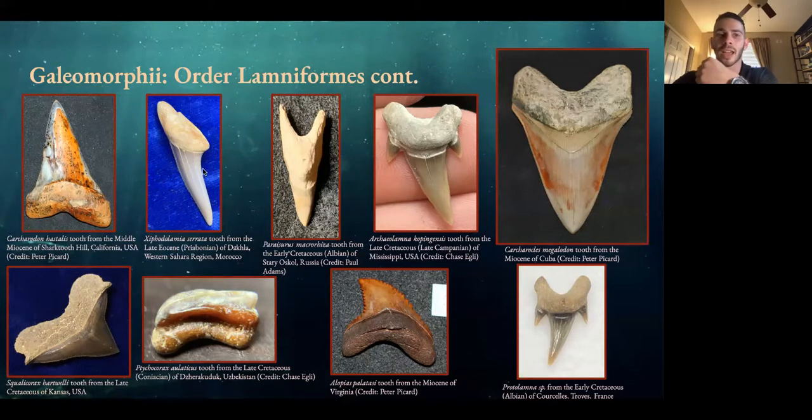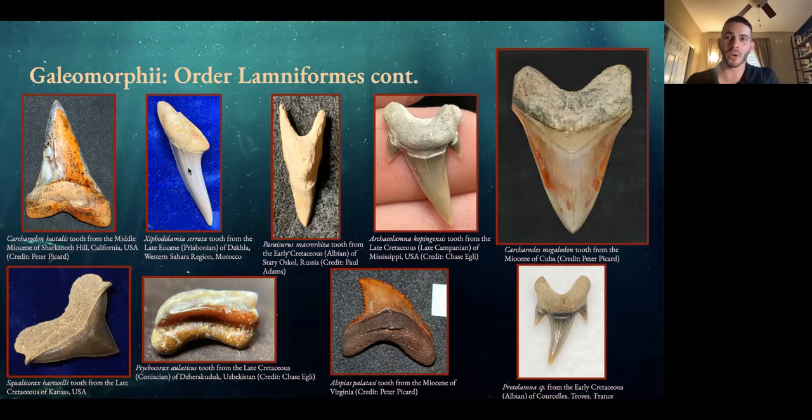However, they have two cutting edges. And lastly, you have a more triangular shape on their lateral teeth. They're very labiolingually compressed, so they're very flat. This is Xiphodolamia serrata. So this is the last Xiphodolamia species before becoming extinct. And this is from the late Eocene of the Western Sahara region in Morocco. These are differentiated by their serrated edges, or edge, on this tooth in particular.